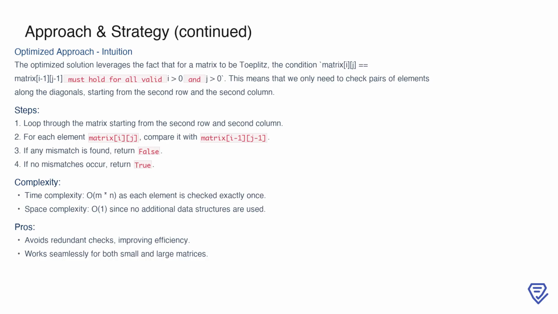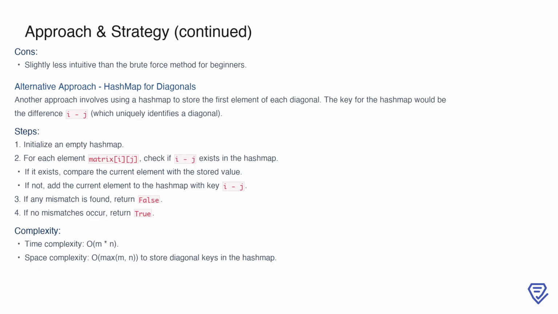This approach is efficient because it avoids redundant checks, ensuring that each element is only examined once. Like the brute force method, the time complexity remains O(m*n), but the optimized approach is far more efficient in practice due to its reduced number of comparisons. Additionally, it maintains a space complexity of O(1), since no extra data structures are needed, making it suitable for both small and large matrices.